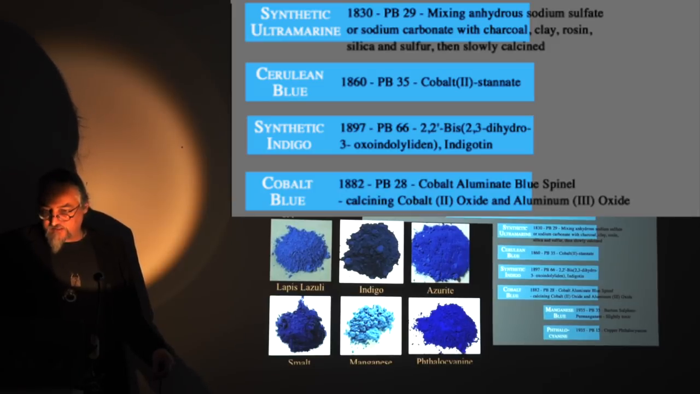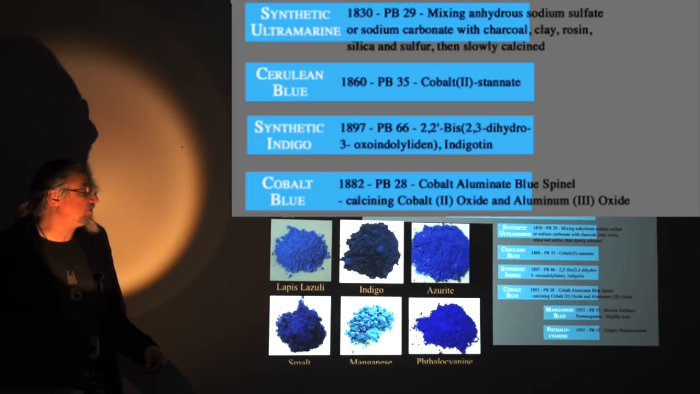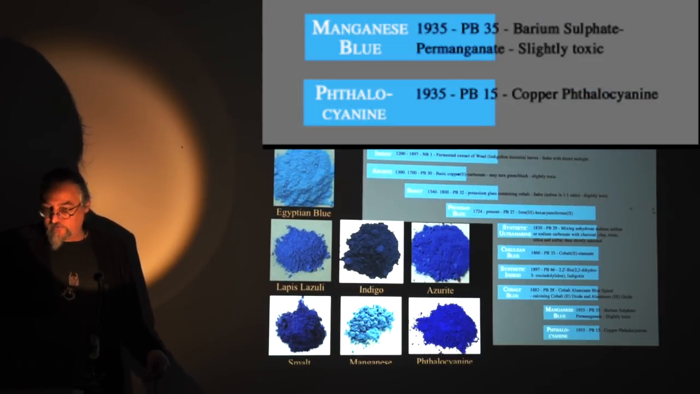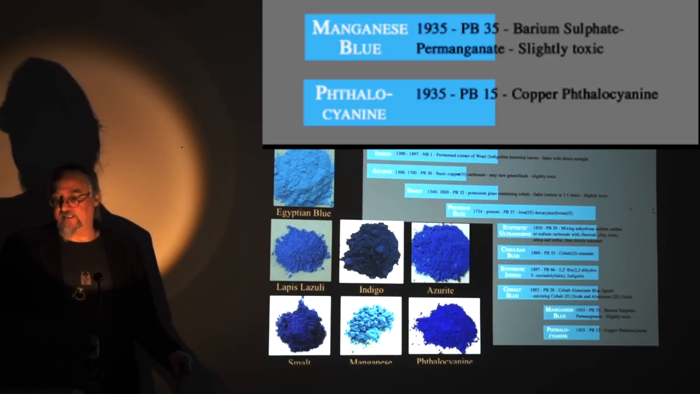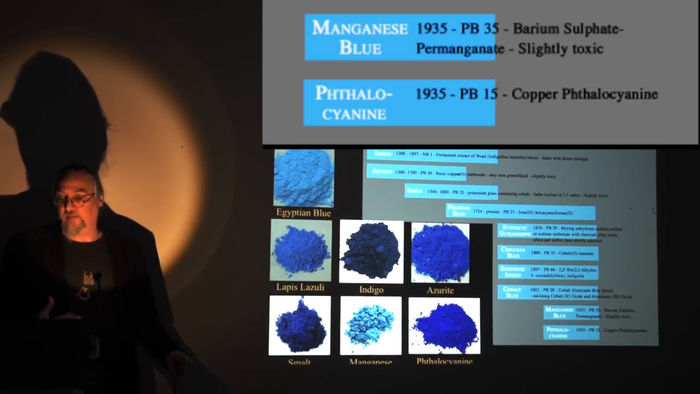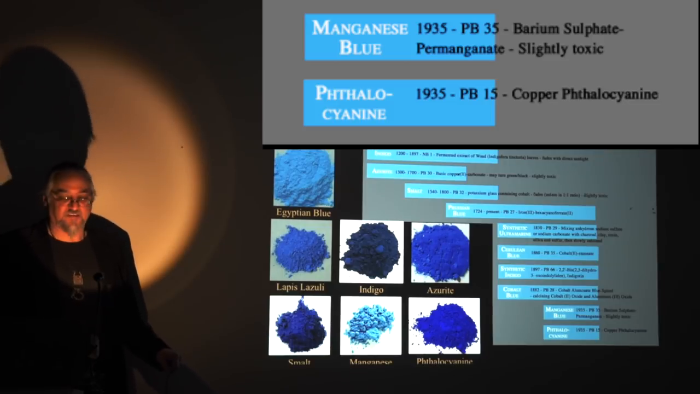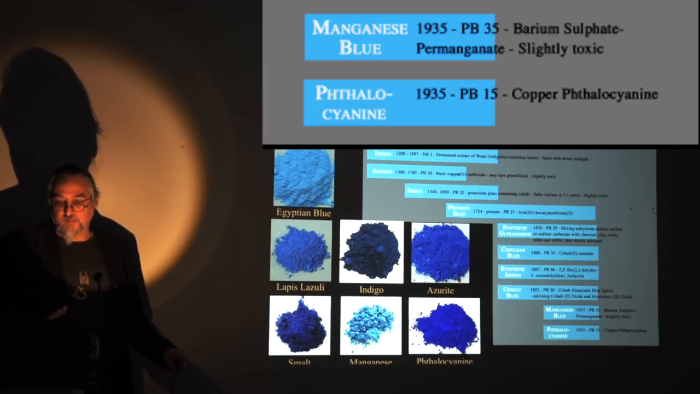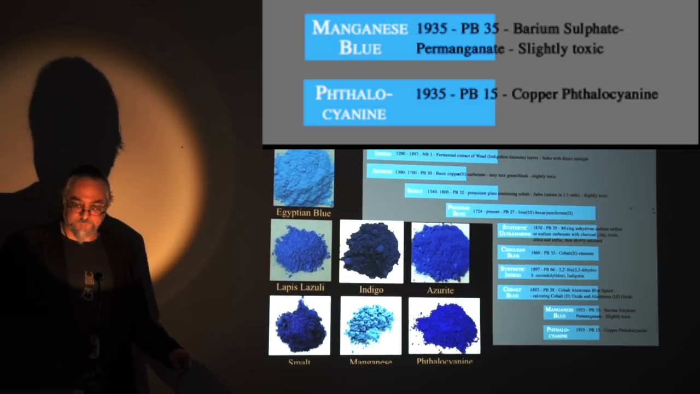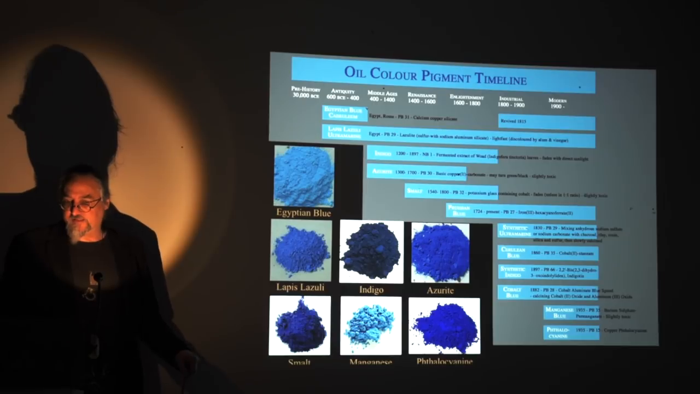Cobalt blue, 1882, also has a fairly short history, but is a very beautiful, intense blue. Then moving into the 20th century, 1935, the creation of manganese blue. And in fact, manganese blue is not being created today because of a lack of manganese, but you still might be able to stock up on some. Finally, phthalocyanine blue from copper, another beautiful blue created by the year 1935 and in use today. So let's have a look at some examples of these.